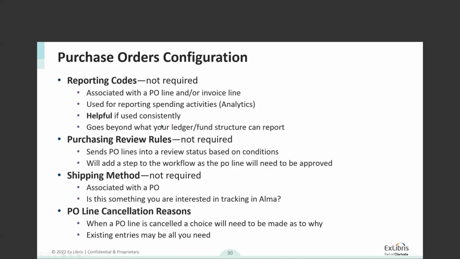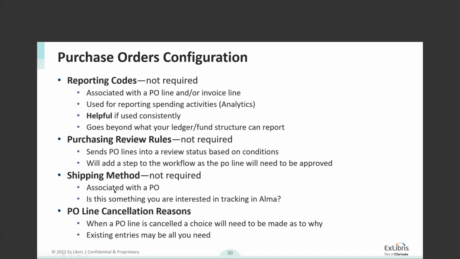So if you're interested in tracking your money, I heavily suggest setting these up. We'll see them next week and you'll get a better idea of how to use them. Purchasing review rules, not required. What this will do is, based on conditions, a purchase order line can be set into a review status, and then another staff member has to go in and approve it and move it on down the line. So this will add a step to the workflow because someone has to do this work. So if you don't need that additional internal approval, this is internal just in the library, do not set those up. Shipping method also not required. You can.